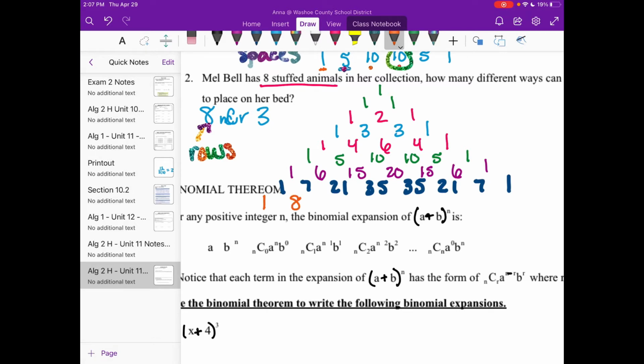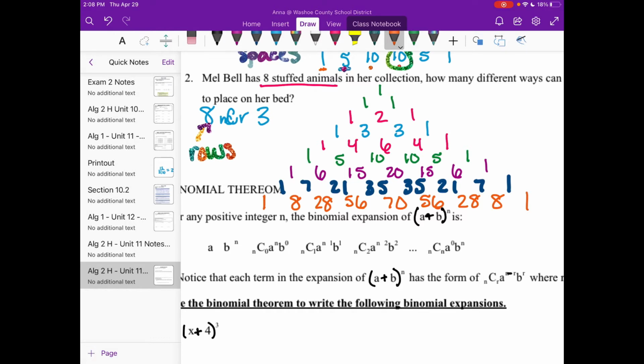1 plus 7 is 8. 7 plus 21 is 28. 21 and 35 is 56. 35 and 35 is 70. 35 and 21 is another 56. 21 and 7 is 28. And 7 and 1 is 8.